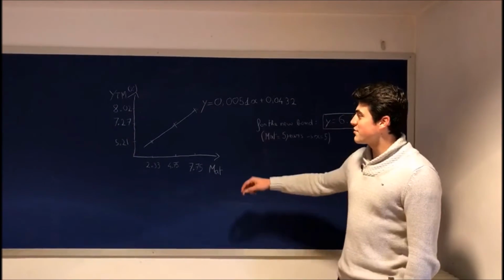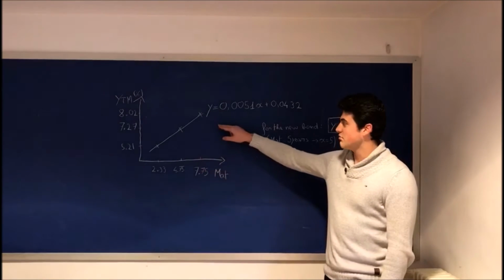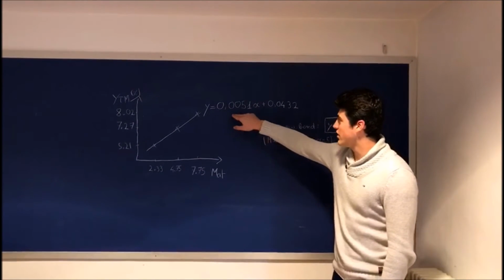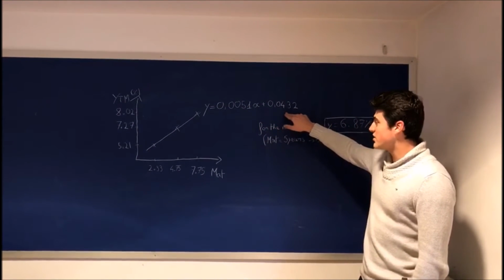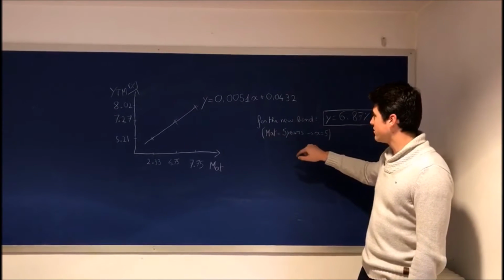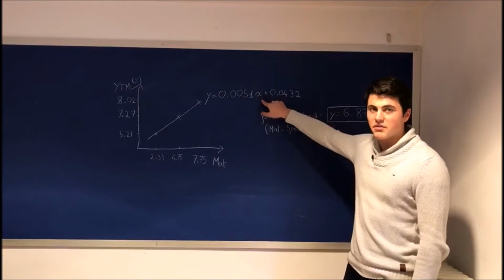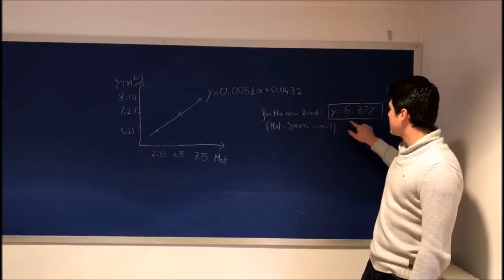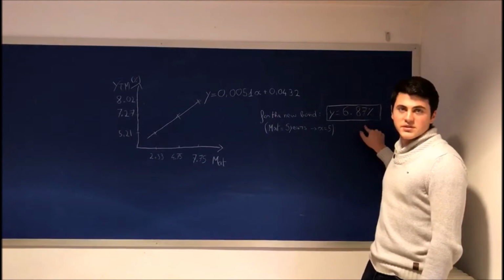So for question 3, we're using the same graph and basically we're trying to pull out the equation. Now once we have the equation, we apply it to the new bond, which has a maturity of 5 years. So you basically just replace X by 5, and the YTM you get is 6.87%.